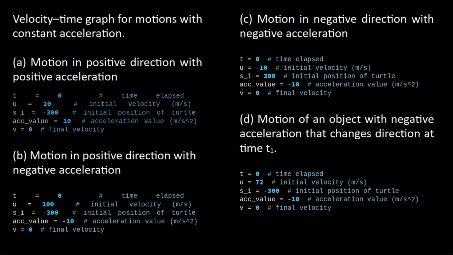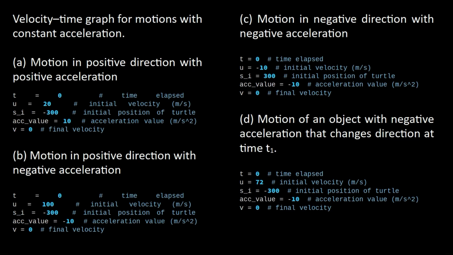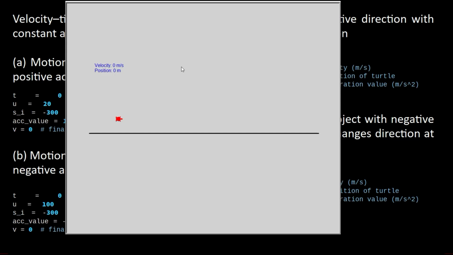Let's look at the velocity time graph for all of these cases. First we have motion in the positive direction with a positive acceleration. So what happens to our velocity time graph? Let's look at this. Observe the object's motion. Every second, what's happening? Yes, it's increasing its distance covered. So thus we can tell there is a positive velocity and the velocity is increasing.